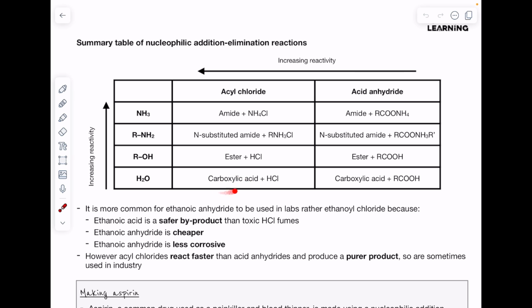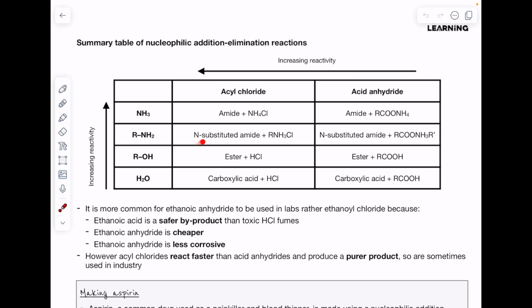We did the water one first of all, which remember made carboxylic acid and HCl gas. Then we moved on to the reaction with an alcohol, which produced an ester and HCl gas. Then we moved on to ammonia, and I said that we produced an amide, and then because of the excess ammonia causing the deprotonation to form an NH4+ ion, that reacts with the chloride ion that was lost to form ammonium chloride.